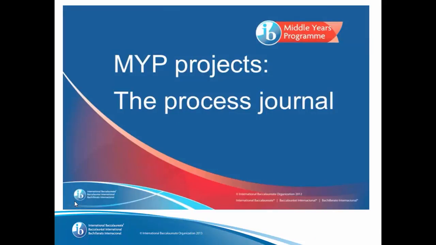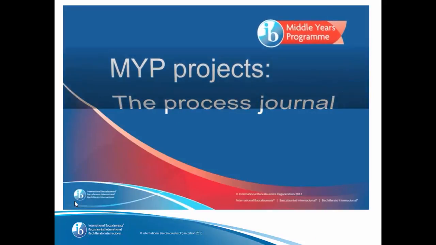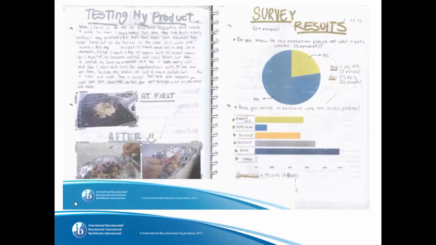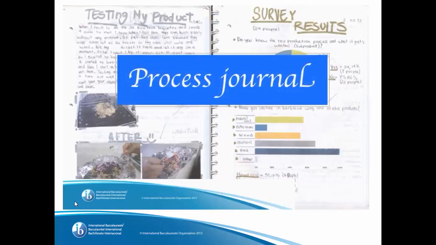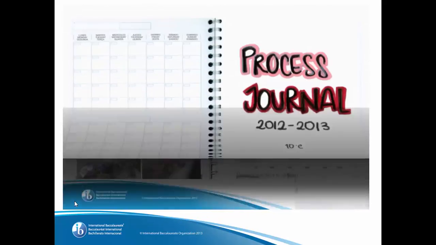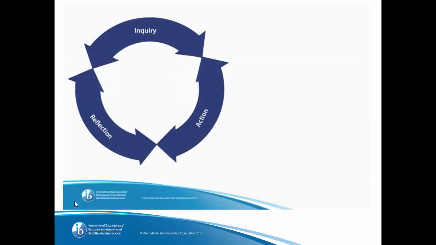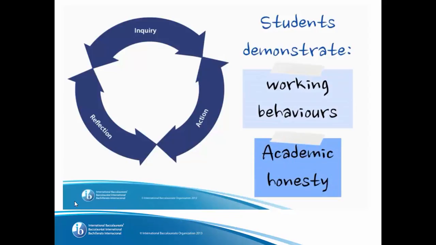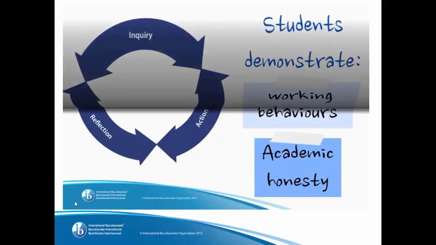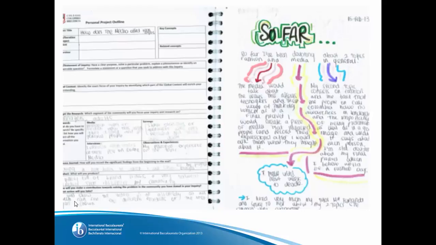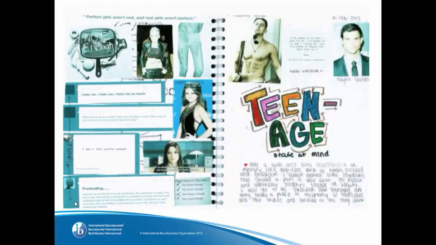The process journal is an essential working tool for developing and completing the MYP projects. Students should maintain a process journal throughout the stages of their project to keep notes on their investigation, planning, action, and reflection. In this way, students demonstrate their working behaviours and academic honesty. The process journal is a generic term used to refer to the record of progress maintained by the student throughout the project. It can be in any format that the student chooses.